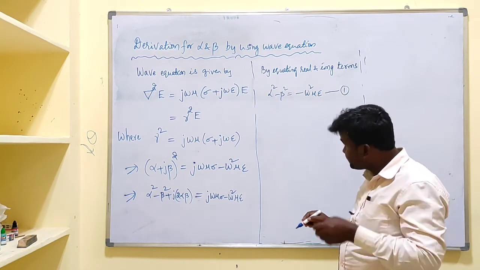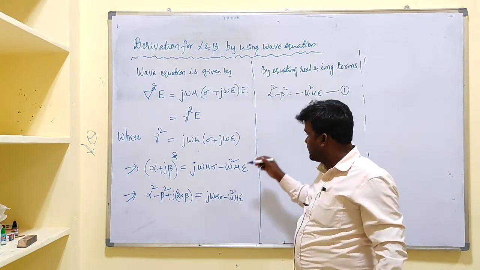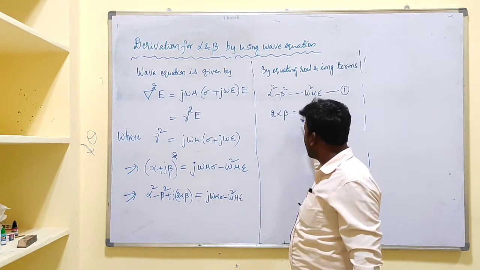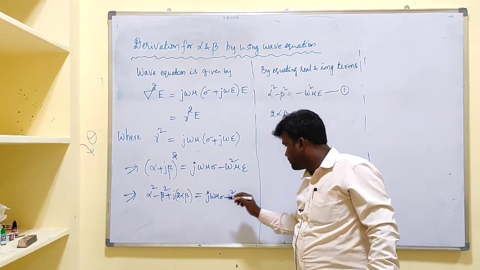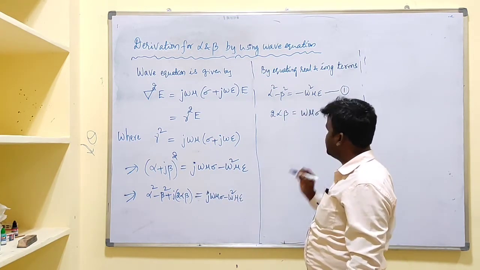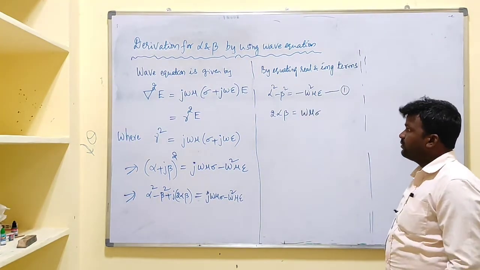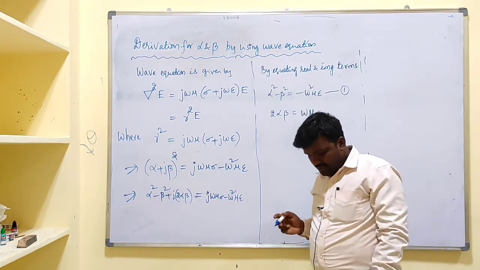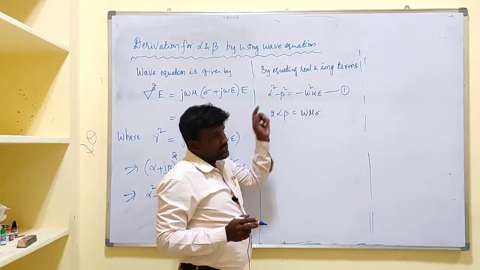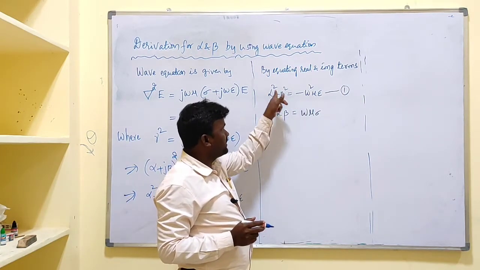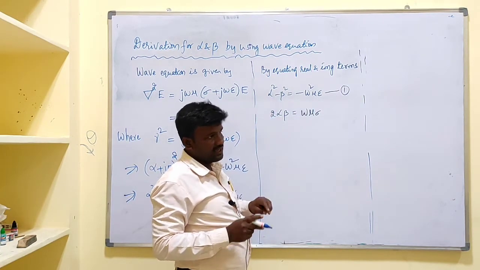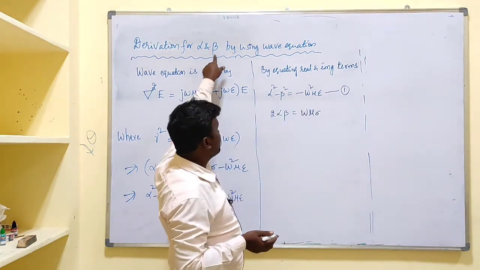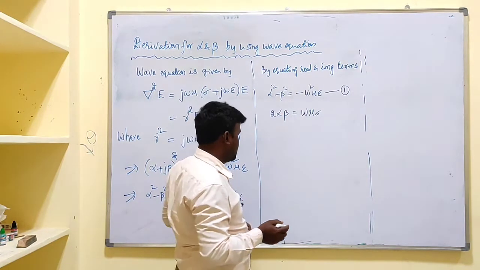Next, the imaginary term is 2 into alpha beta, that equal to the imaginary term on right hand side, omega into mu sigma. Now what do you require? Alpha and beta. Here I have alpha square minus beta square. If you know alpha square plus beta square, by adding and subtracting alpha square plus beta square and alpha square minus beta square, we will get alpha and beta expressions. Means in order to get alpha and beta we require alpha square plus beta square.